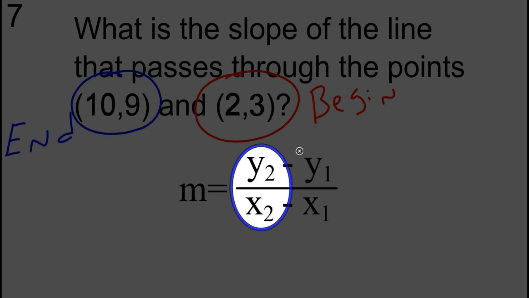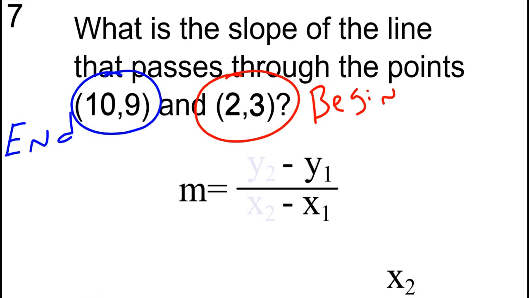Remember, y2 and x2 represent the end point. So let's kick out y2 and x2. 9 is a y-coordinate and 10 is an x-coordinate. That was a lot of fun.